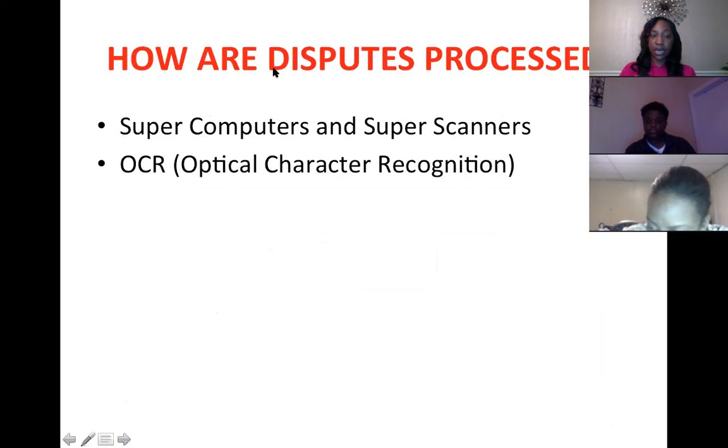We know about the credit bureau's super scanner computers, right? We talked about eOscar, OCR, right? Optical character recognition is where they recognize those boilerplate template letters that we're writing and sending over, and it gets thrown into a separate pile. They barely do an investigation. You don't want that happening.